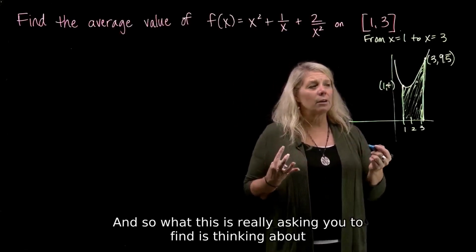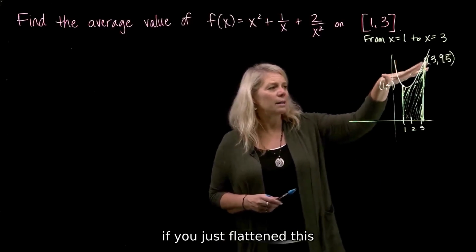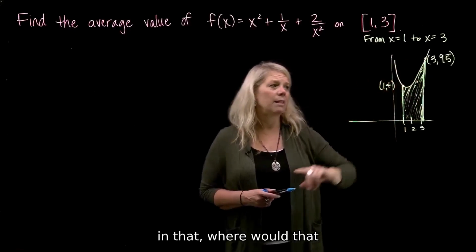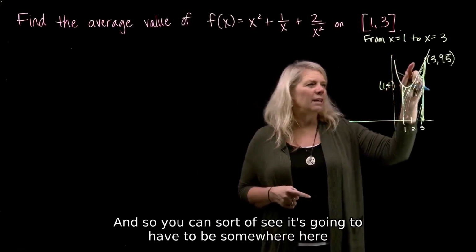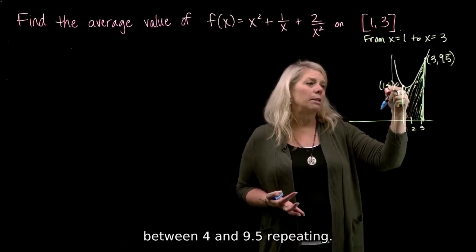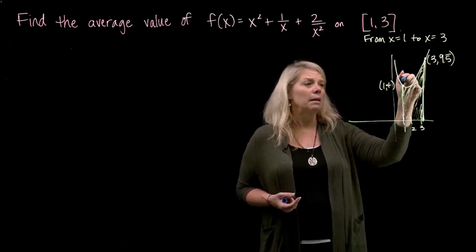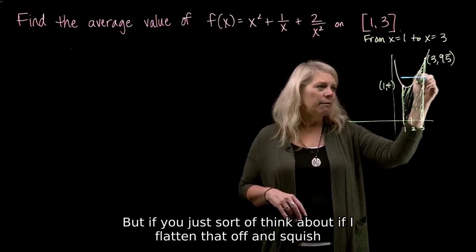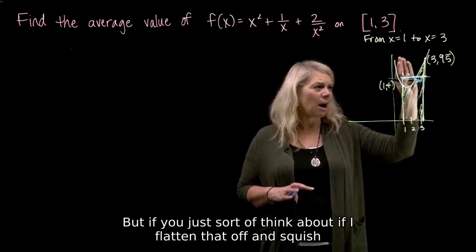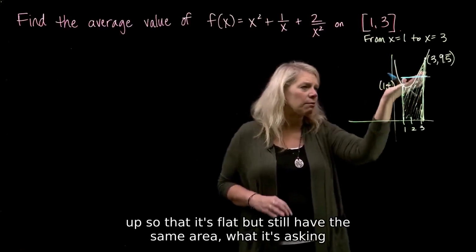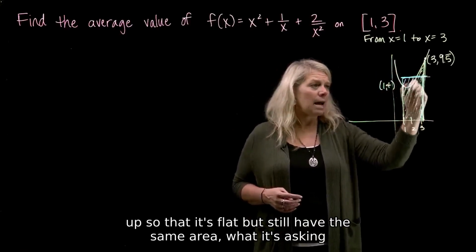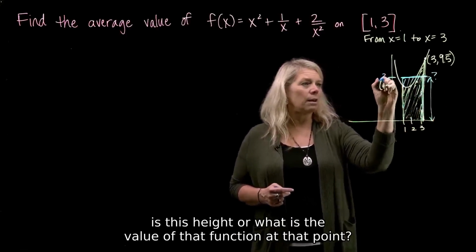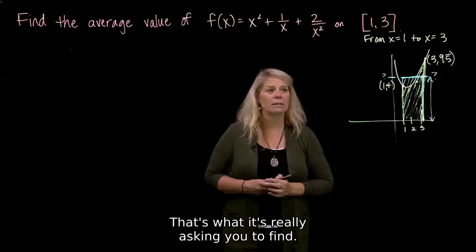And so what this is really asking you to find is, thinking about if you just flattened this out and made it a flat top region with the same amount of area in that, where would that flat top be? And so you can sort of see it's going to have to be somewhere here between 4 and 9.5 repeating. So if I had a graph with a scale on it, that might be more helpful here. But if you just sort of think about if I flatten that off and squish this down and raise that up so that it's flat, but still have the same area, what it's asking me to find is what is this height? Or what is the value of that function at that point? That's what it's really asking you to find.